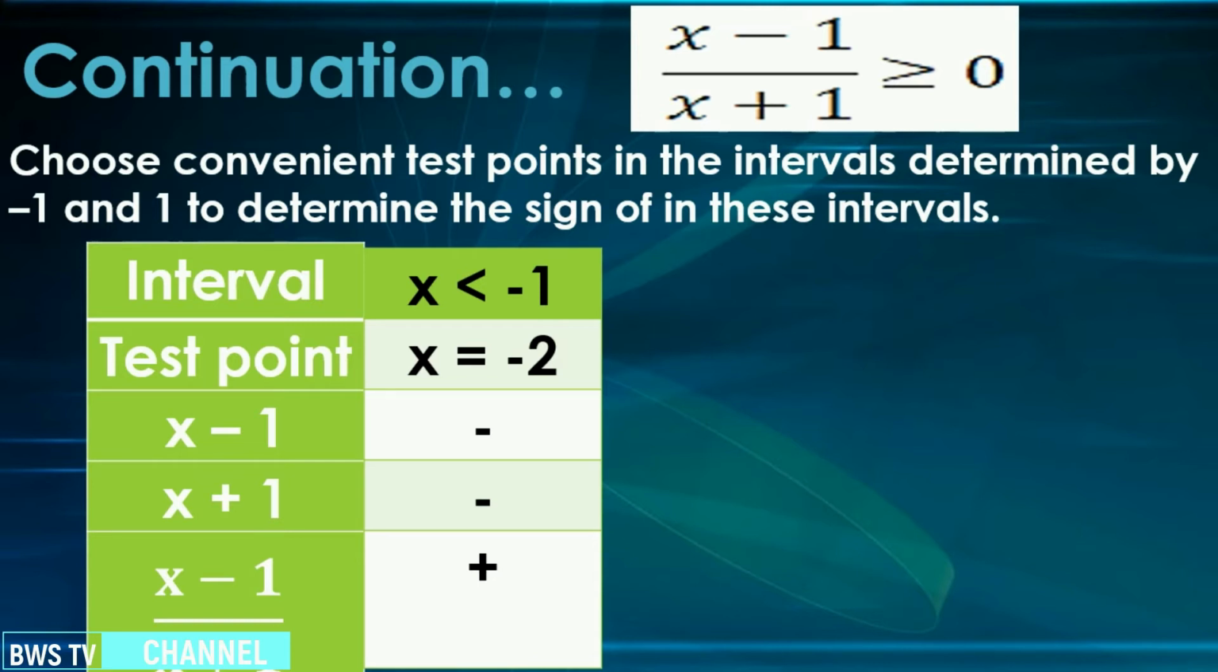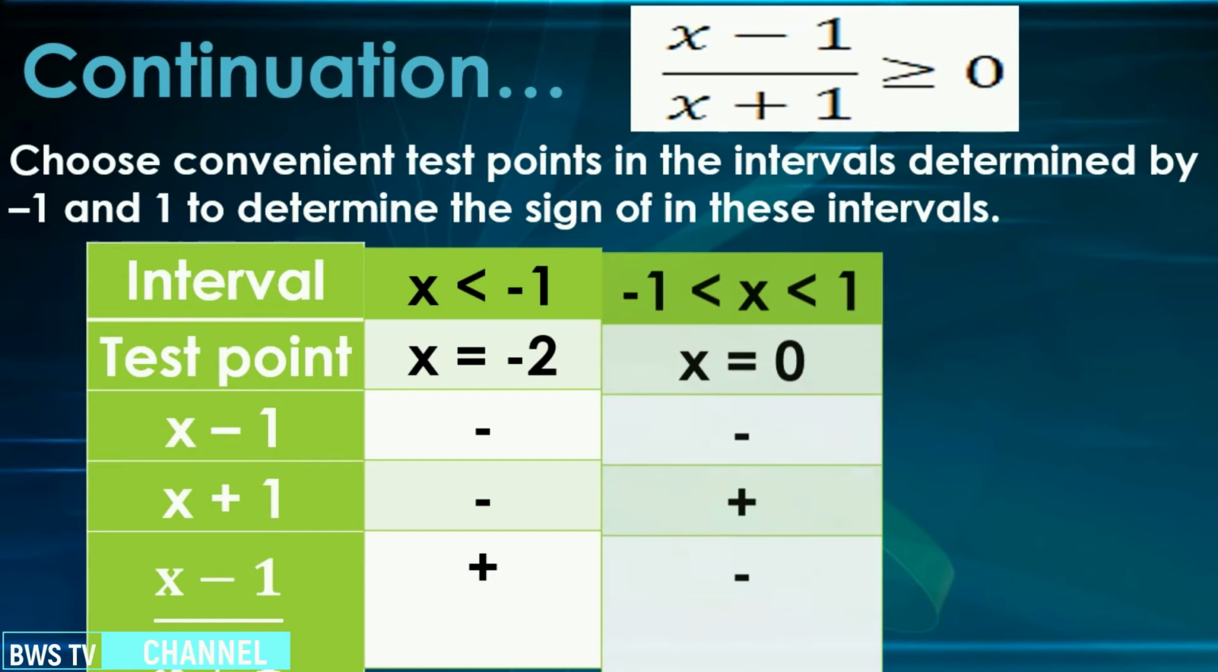So substitute negative 2 to the test equation here. You have x minus 1, so that means negative 2 minus 1, the answer is still negative. And then here, x plus 1, substitute negative 2: negative 2 plus 1, the answer is still negative. And then when you substitute negative 2 to the rational expression, x minus 1 all over x plus 1, that will be negative 2 minus 1 is negative 3, and then negative 2 plus 1 is negative 1. So negative 3 divided by negative 1 is positive. So the answer here is positive. Now let's move on. That's lesser than negative 1.